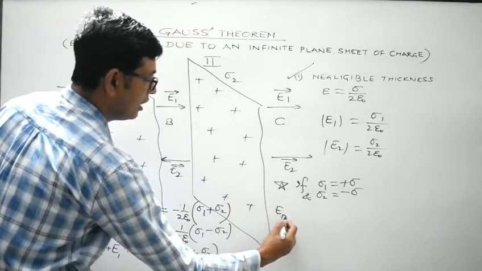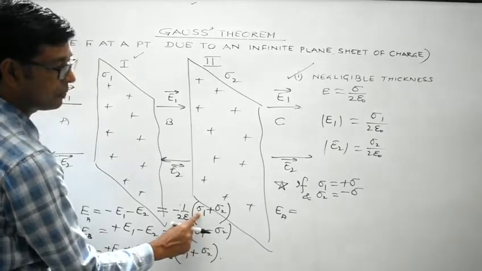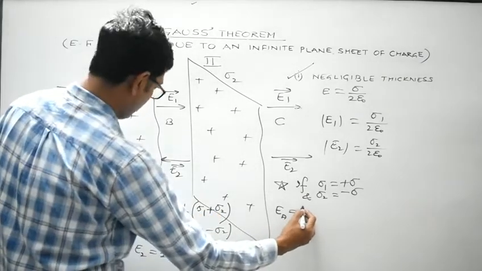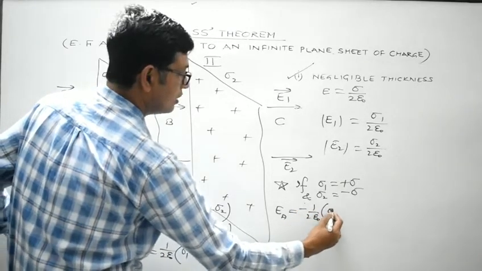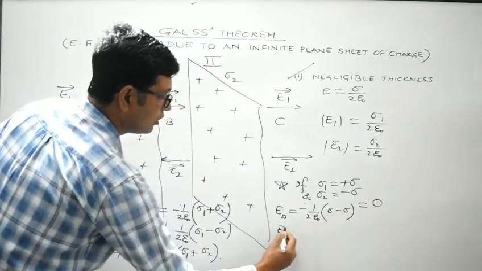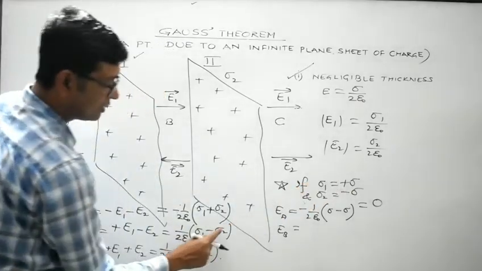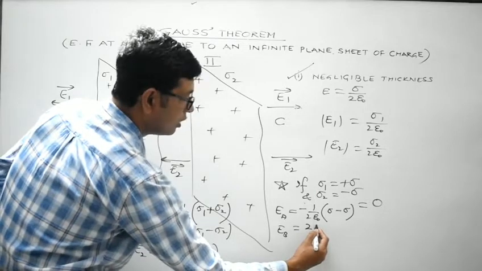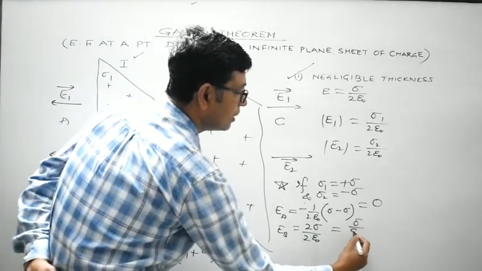In region A, we'll get the electric field to be 0. Sigma 1 substituted by plus sigma, sigma 2 substituted by minus sigma. So in region A, the electric field would be minus 1 by 2 epsilon naught (sigma minus sigma), so it will be equal to 0. In region B, substitute sigma 1 as plus sigma and sigma 2 as minus sigma. Minus minus will become plus. So it will be twice sigma divided by twice epsilon, so it is sigma by epsilon.